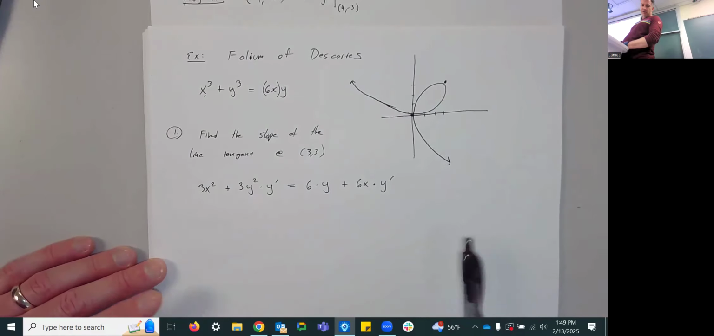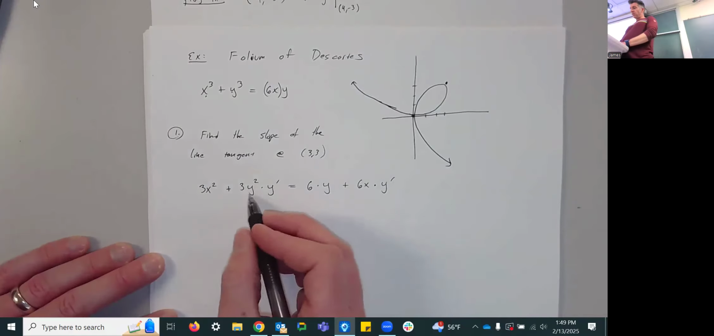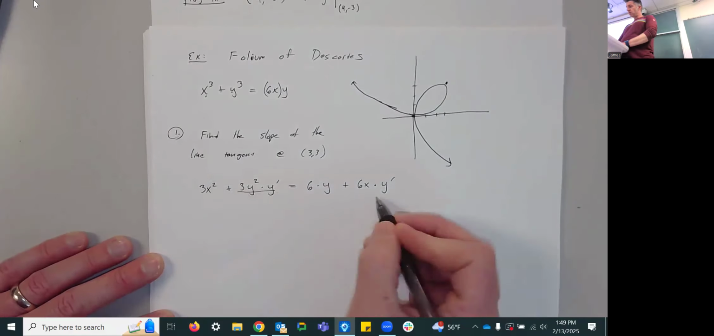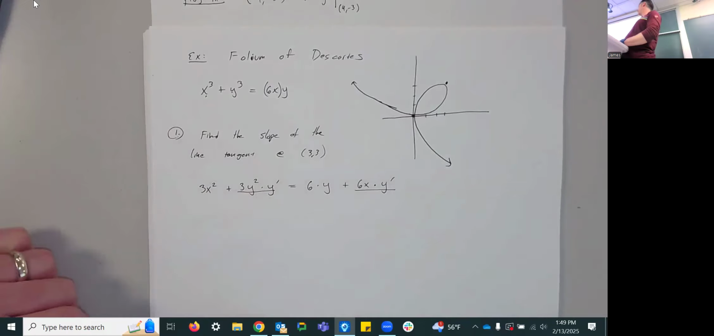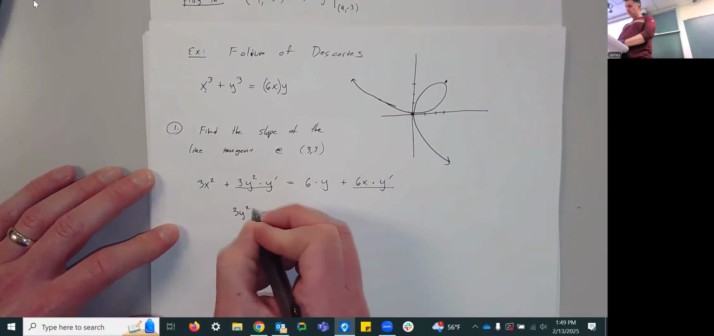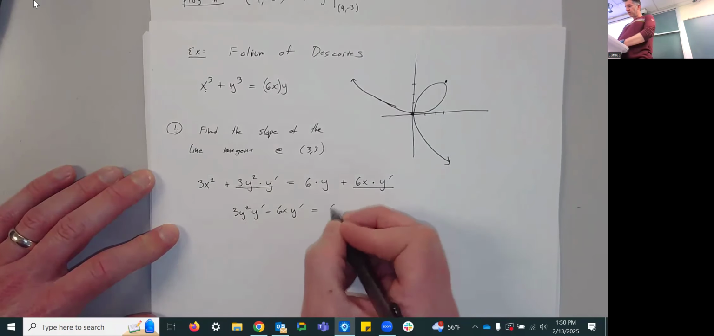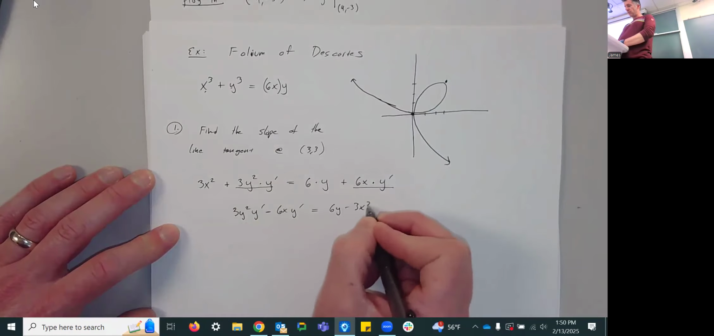How do I want to do this here? Yeah, I'll do it the fun way. So then we're going to solve for y prime by bringing all the terms of y prime to one side and all the terms without y prime to the other side. It's kind of like when you find an inverse function. You bring all the y's to one side, you factor it out, you solve. Here, now we're solving for y prime. So bring all the y primes to one side. So I have 3y squared times y prime minus 6x times y prime equal to 6y minus 3x squared.